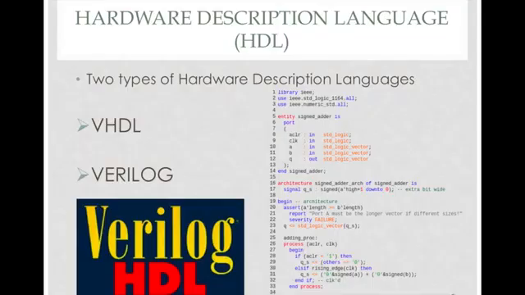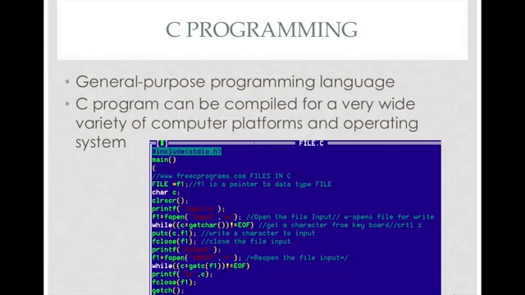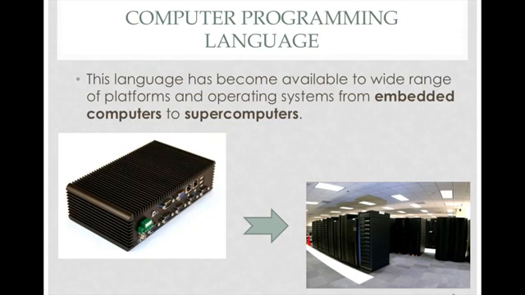Now that we have seen the characteristics of both these languages, let's talk about a general computer programming language, which here is the C programming language. C programming is a very general purpose programming language which can be compiled for a very wide variety of computer platforms and operating systems. This language has become available to a wide range of platforms and operating systems, from embedded computers to supercomputers.